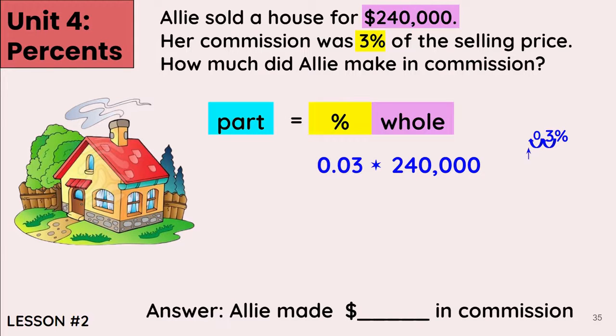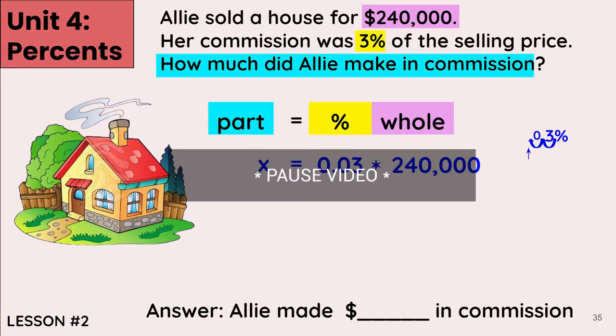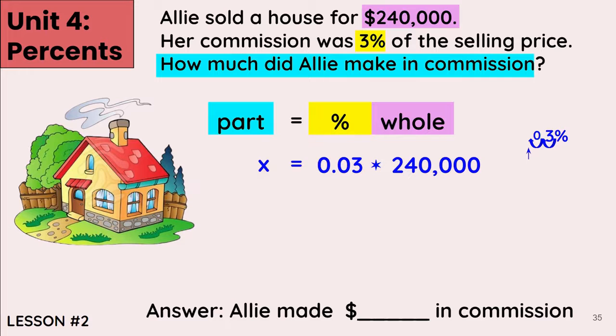How much did Allie make in commission? Okay, we don't know the part. We don't know the part that Allie got to keep. To solve this problem, you're going to take your calculator and plug in 0.03 times 240,000. Go for it. All right, you should have found out that Allie gets to keep $7,200 in commission. That's how much she made in commission for making that sale.